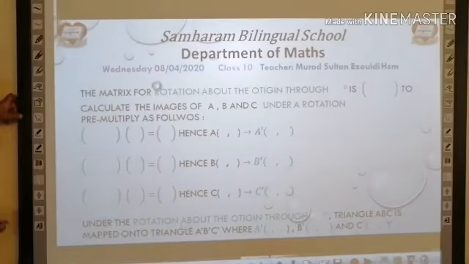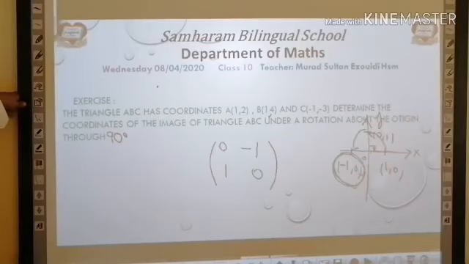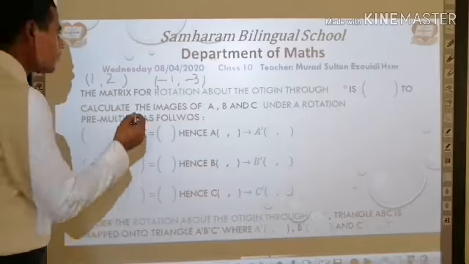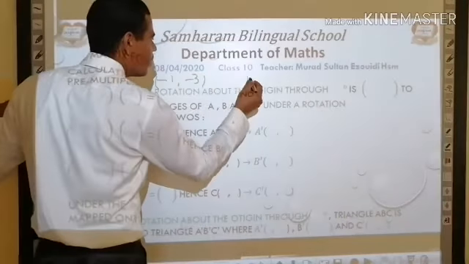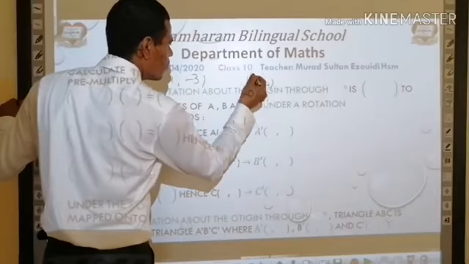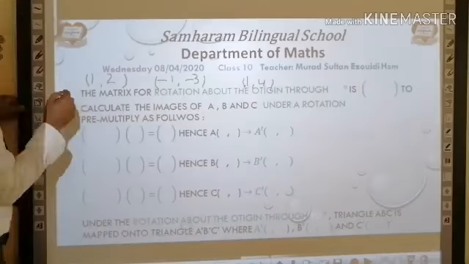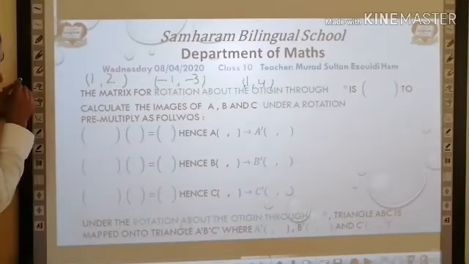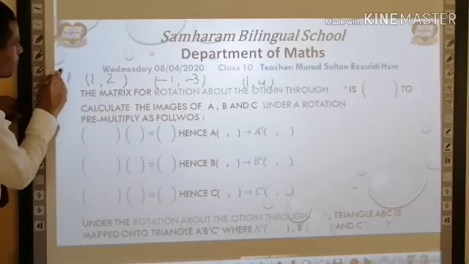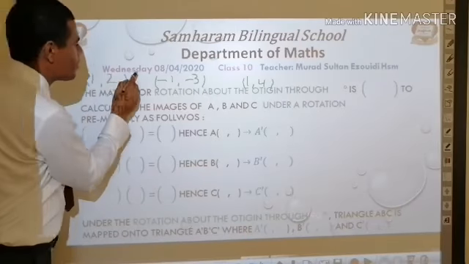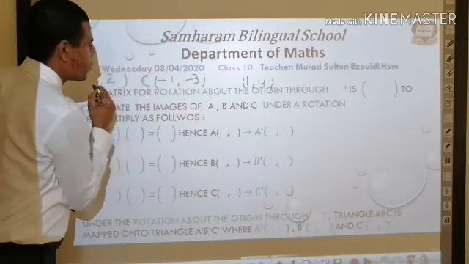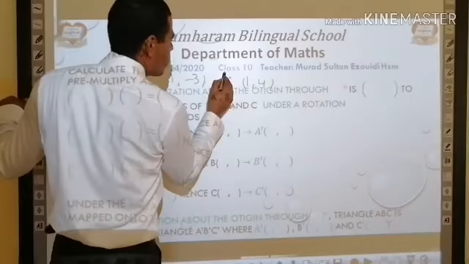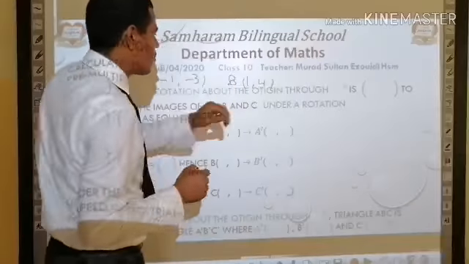Okay, what else? We have 1, 4. 1, 2, negative 1, negative 3. 1, 4. And we have 1, 4. So this one, my kids, is what? This is A. This is C, the coordinate C. This is the point B of coordinates 1, 4.